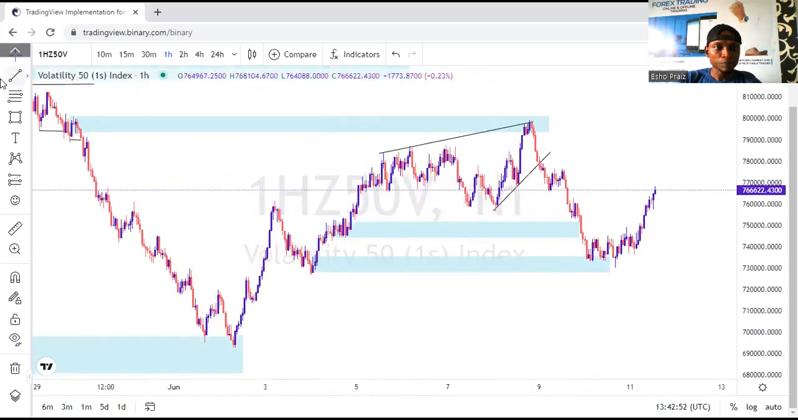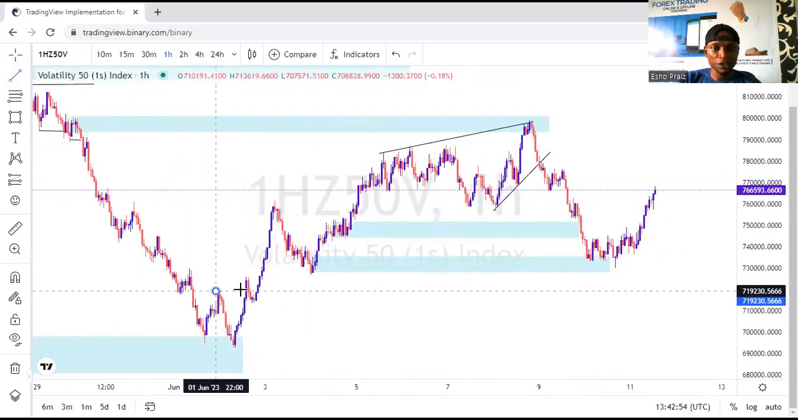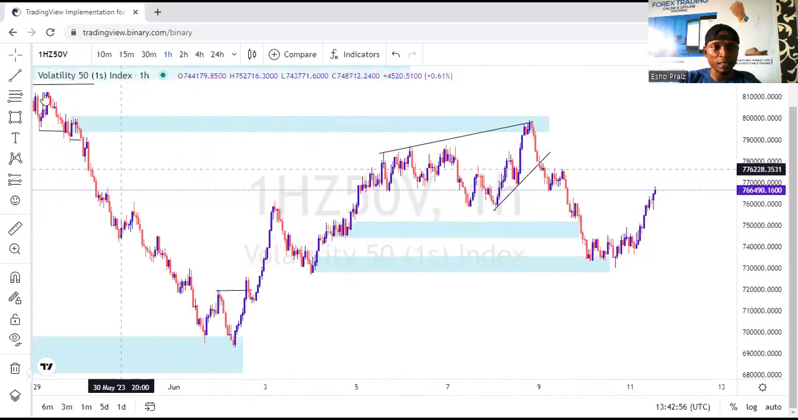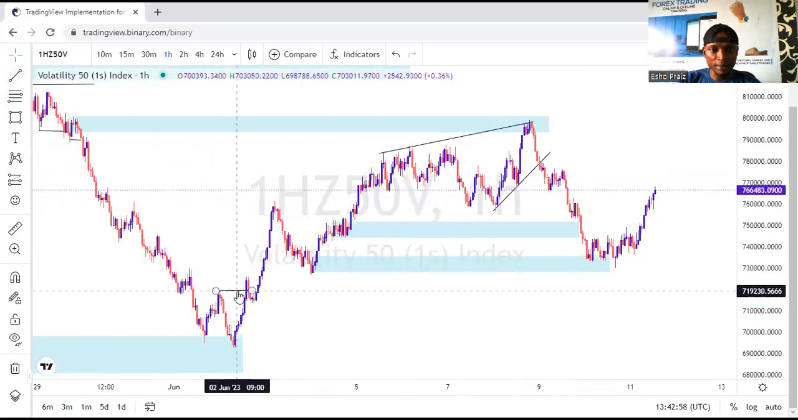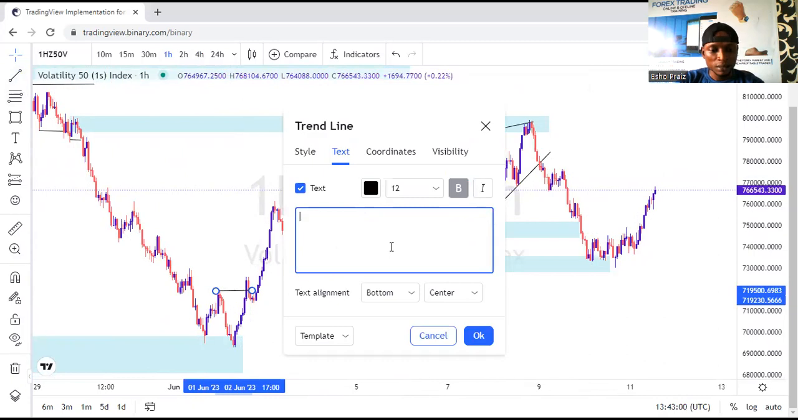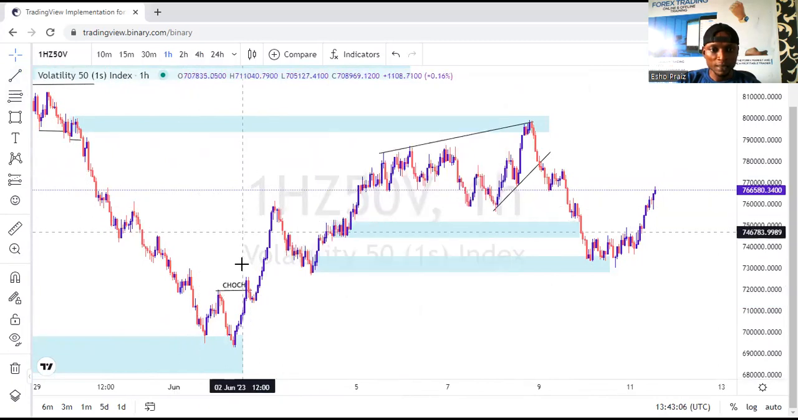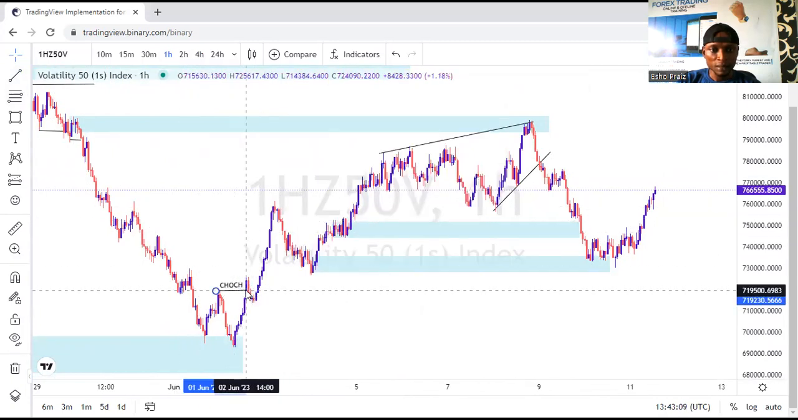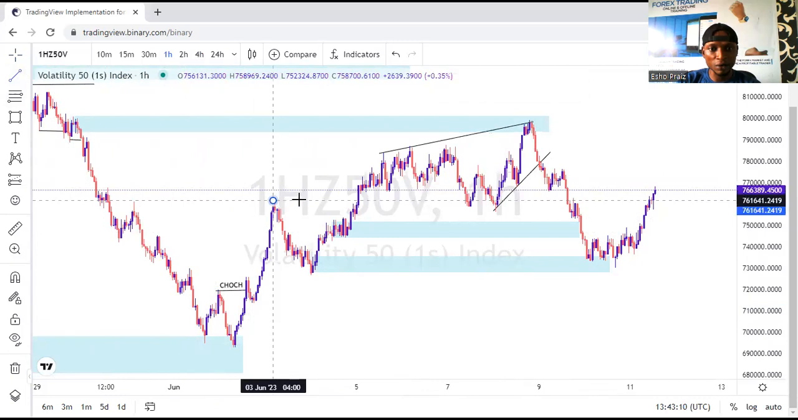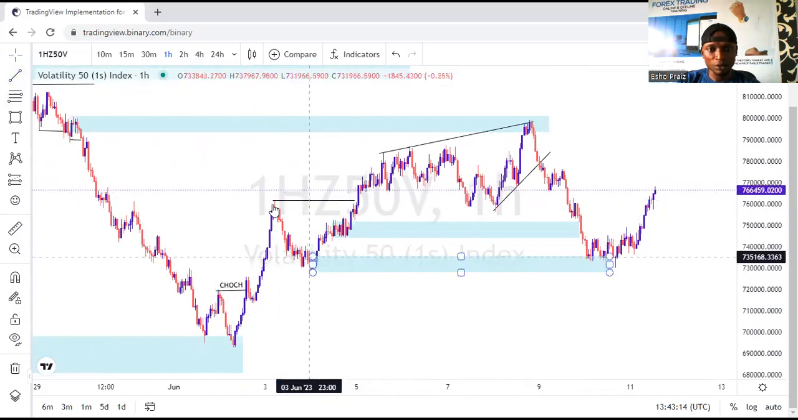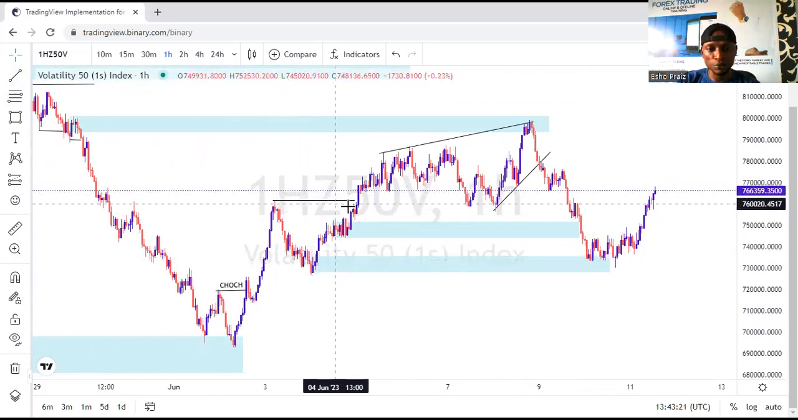So now here we have our change of character to the upside, and then let's write it: change of character. So this is our break of structure to the downside. This is the order block that caused the break of structure. This is the reason why I chose this particular order block here that caused this break of structure.